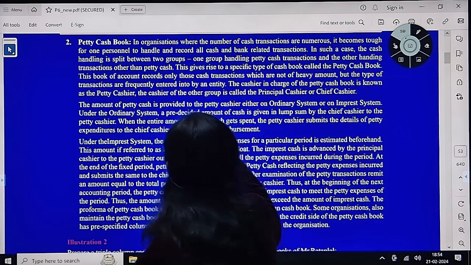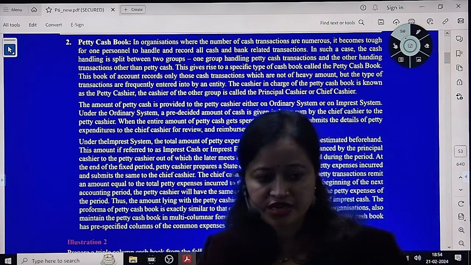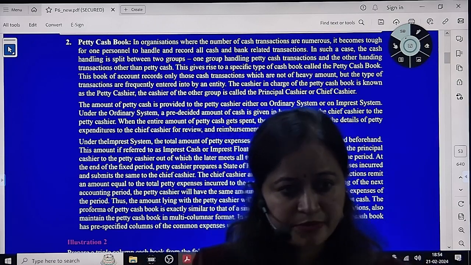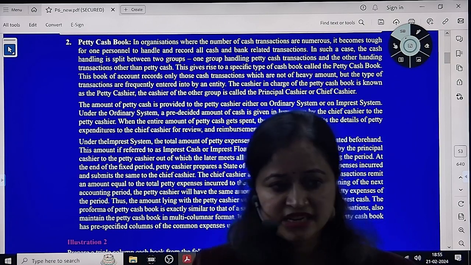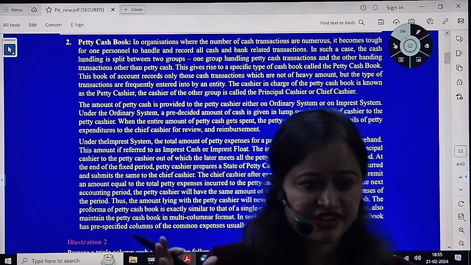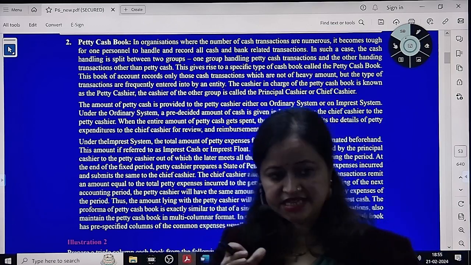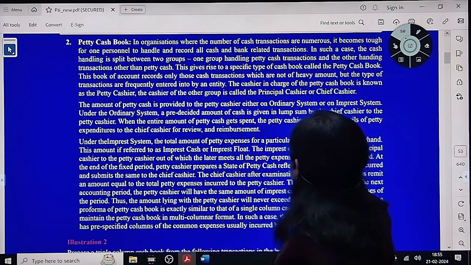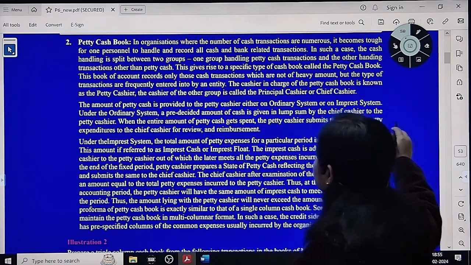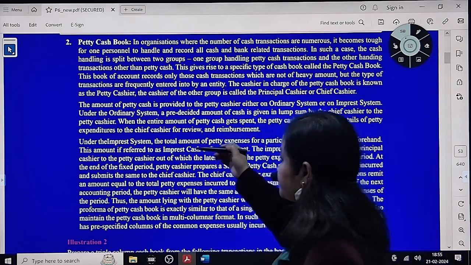So what is ordinary system? A pre-decided amount of cash is given in lump sum. Suppose I am one of the petty cashiers and one amount is given to me every month, on the first day of every month, by the chief cashier. Suppose 5,000 or 1,000 is given to me, that you run the entire month with this money. Yes, a fixed amount. That's why it's mentioned lump sum. When the entire amount of petty cash gets spent, the petty cashier submits the details of the petty expenditure to the chief cashier for review and reimbursement.